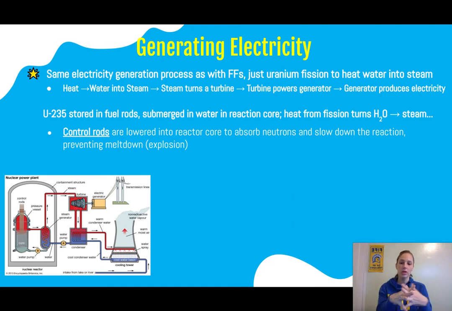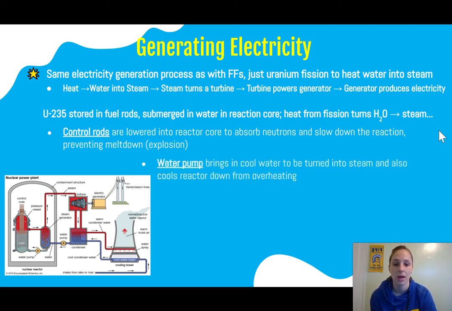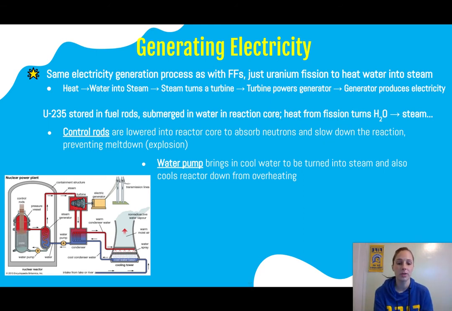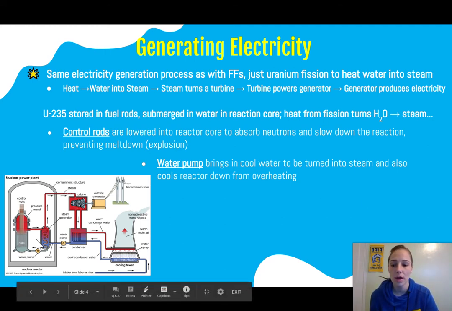So not only do we have the fuel rods that are in there, we also have the control rods that can be used as a safety mechanism. We also, as a safety mechanism, are going to have a water pump, which you can see right here on our diagram. What this does is it brings in cool water to be turned into steam, but you can also pump more of that cool water in to keep the reactor from overheating. So we've got the control rods and we've got the water coming in through the water pump.